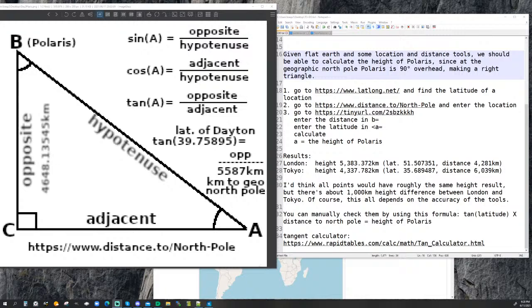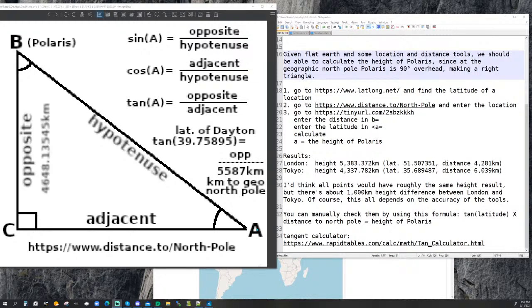Anyway, so the geographic North Pole is defined by the place where Polaris is 90 degrees overhead. And so you have a right angle going straight to the ground from the B point here, Polaris, down to C. This box indicates a right angle, 90 degrees. And the straight line would go to your location, your latitude specifically.